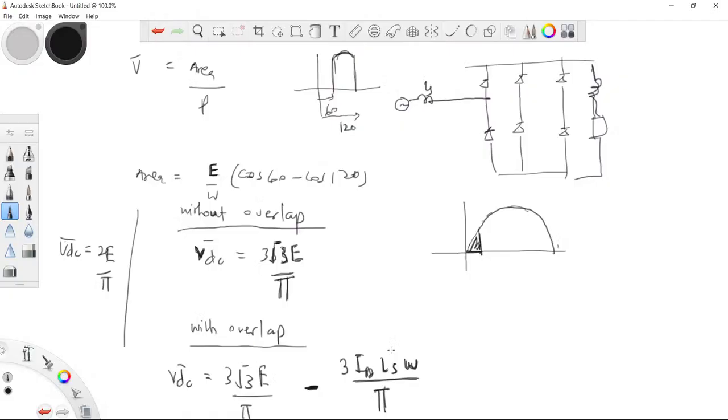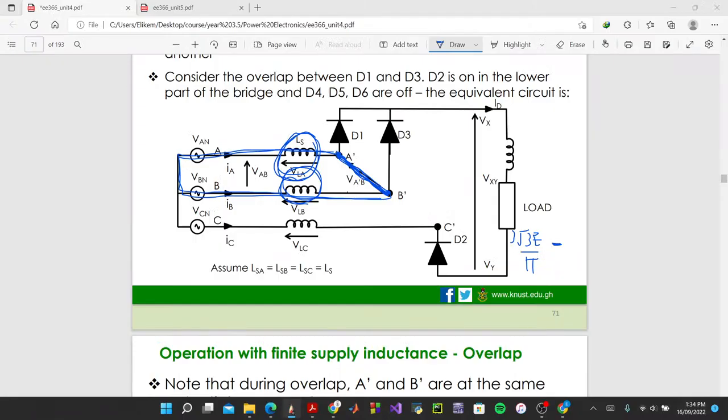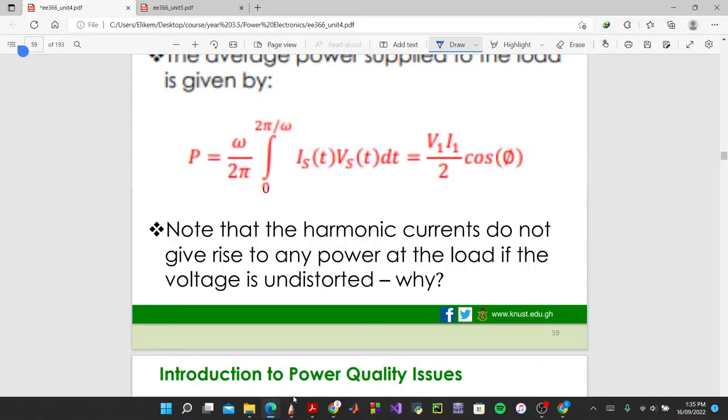Now let's see something again. I'm coming. Let's move on. Now let's see what happens to the DC current. But the laptop is acting very slow. I don't know why.